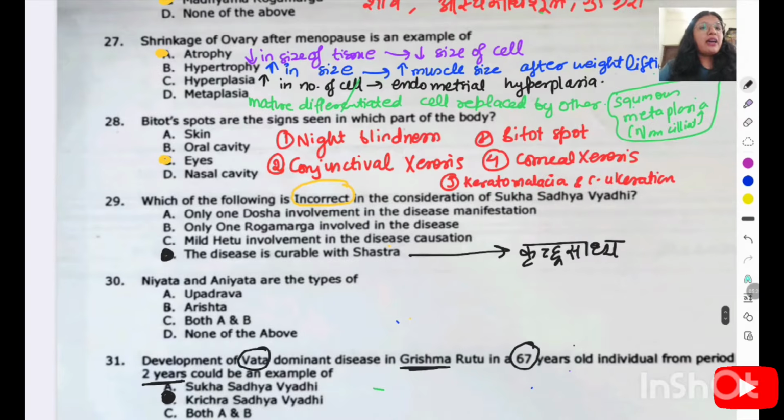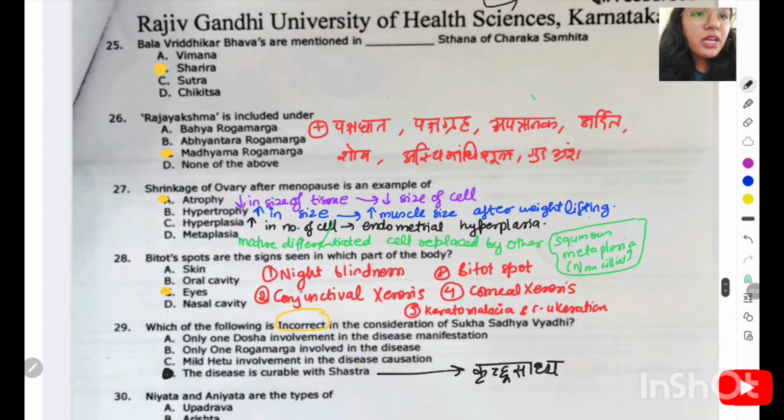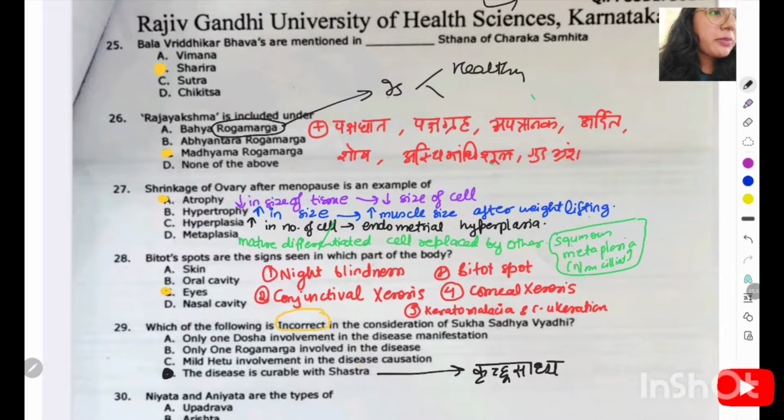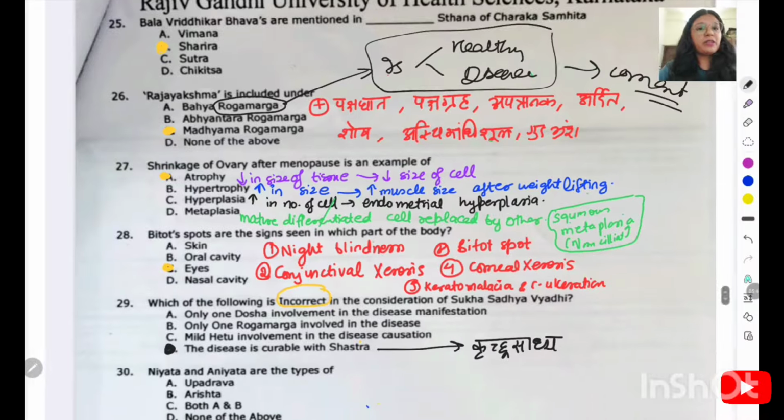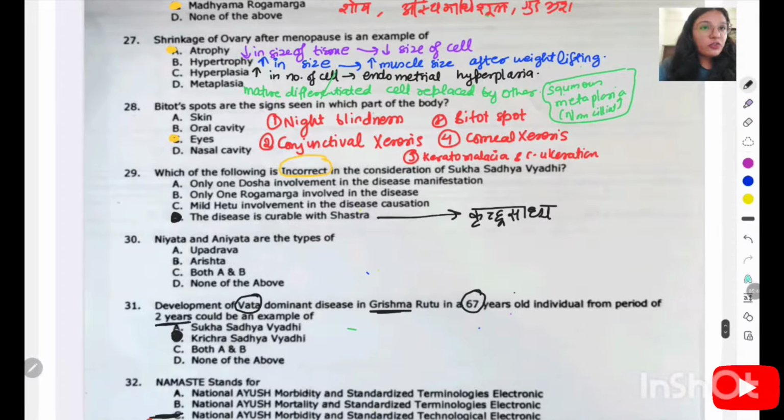Then I will ask one question from you. You have to tell me, is Roga Marga present in a healthy person or in a diseased person? Whoever knows the answer to this question can comment. Next question: shrinkage of the ovary after menopause is an example of what.